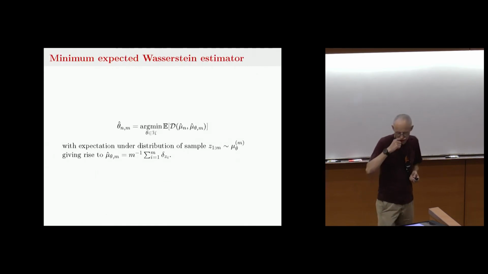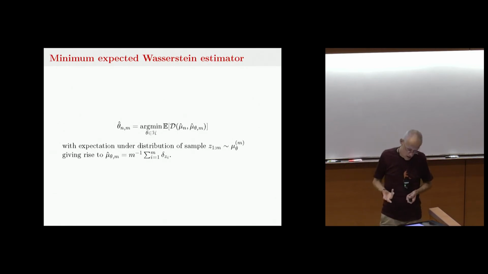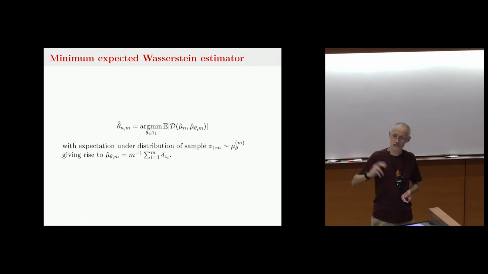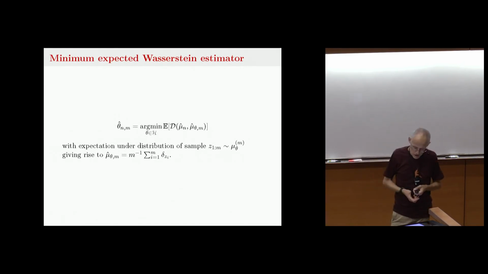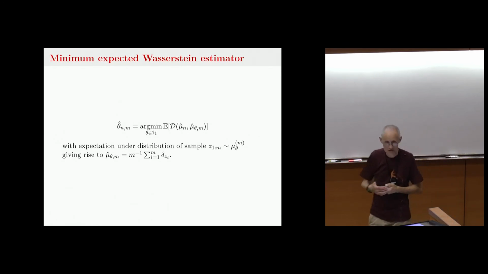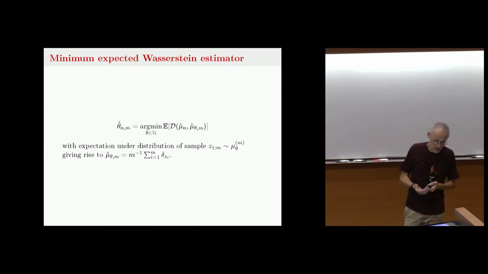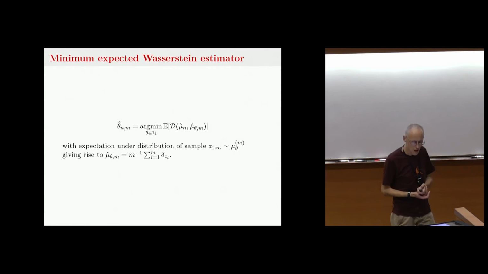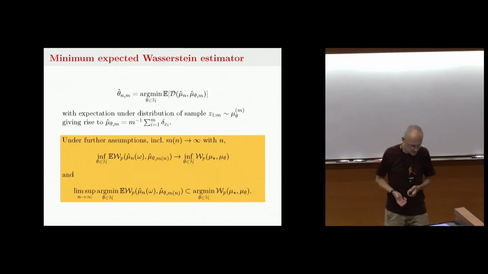Now, in most cases, it's not possible to compute directly the minimum Wasserstein distance estimator because the distance between the sample and the distribution is not available. And it's much easier to compute the distance between two samples, as I already discussed. And if this is feasible in a reasonable time, you can consider instead the expectation of this distance that can be approximated by Monte Carlo. And so that's the minimum expected Wasserstein estimator, that is a more practical version of the MWE.